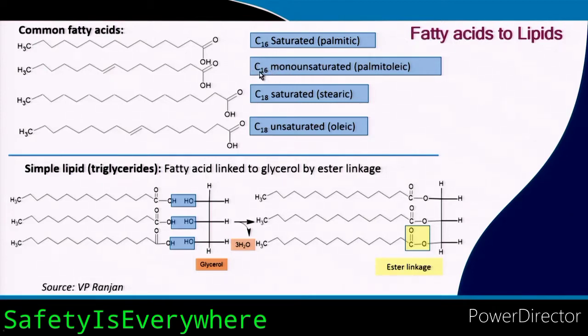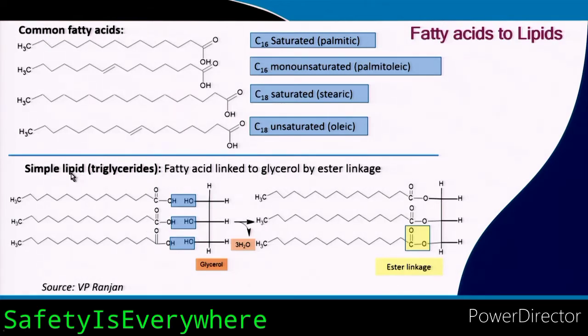It's also a C16 molecule. Then we come to another C18 molecule, which is stearic fatty acid, and that's completely saturated, and that is followed by oleic acid, and that is another C18 molecule with a single unsaturated bond. So again, this is a mono unsaturated fatty acid. What is the importance of these? These fatty acids are going to be linked to, let's say, something like a glycerol molecule.